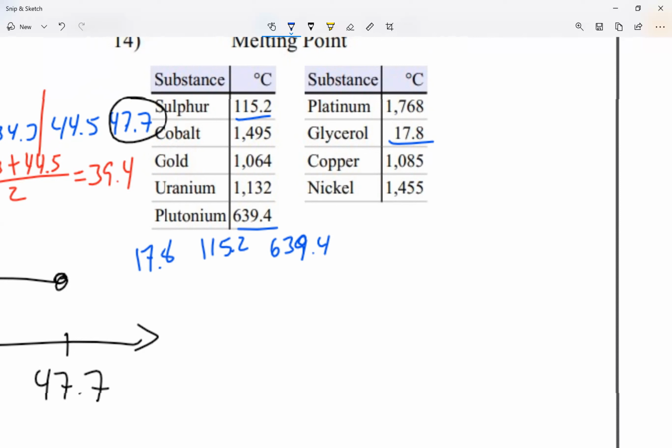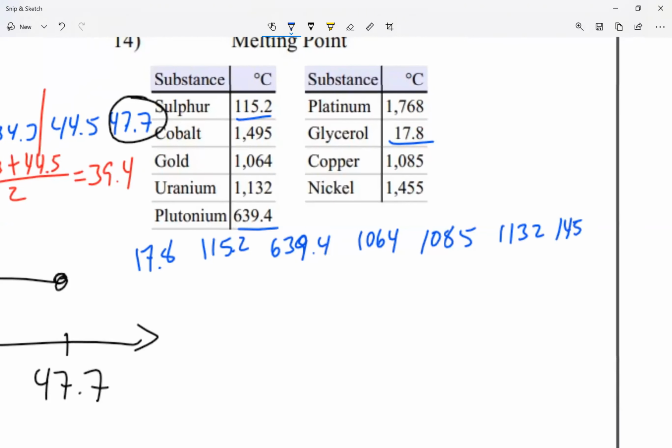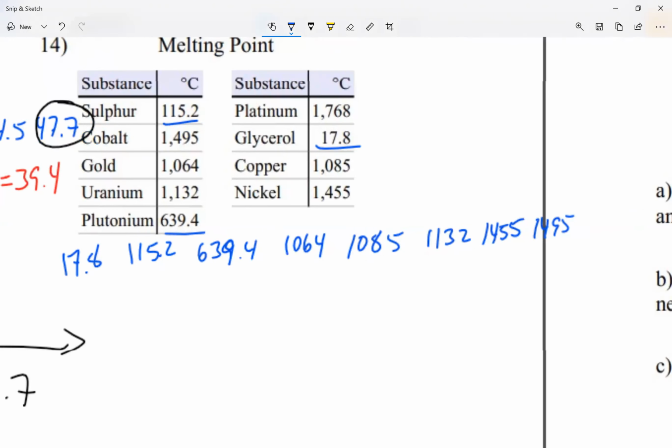So 1,064, 1,085, 1,132, 1,455, 1,495, and I guess the biggest number of all happens to be 1,768. Let's see, I have 1, 2, 3, 4, 5, 6, 7, 8, 9 numbers. My list has 9. Okay, good.